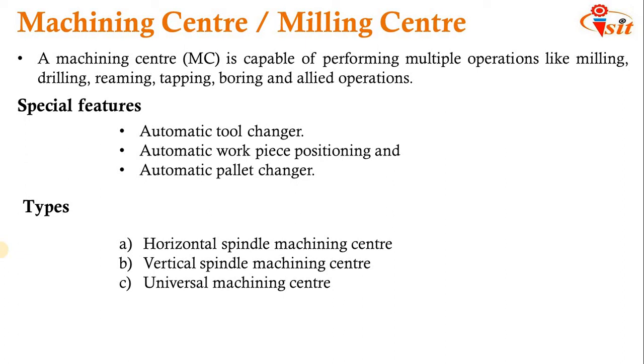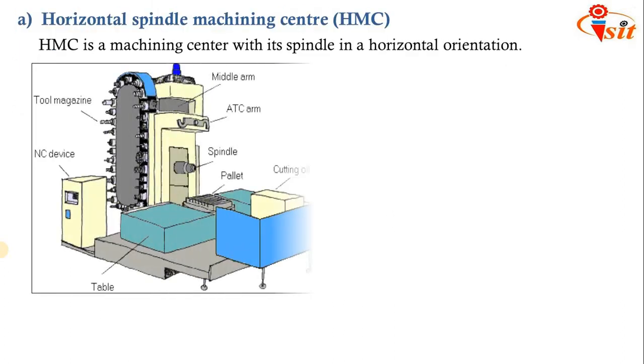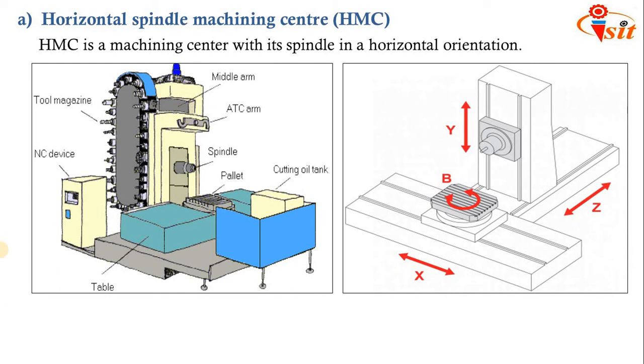So the main parts of these CNC machining centers are bed, column, spindle, table, servo mechanism, tool magazine, automatic tool changer, and automatic pallet changer. Now we are going to see one by one the types of this machining center. First one is a horizontal spindle machining center. We can call it an HMC.